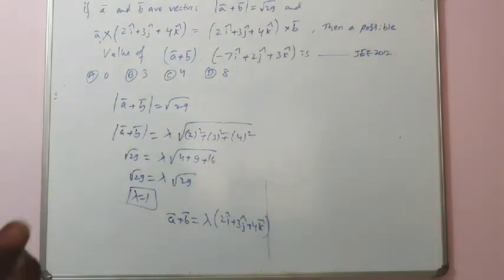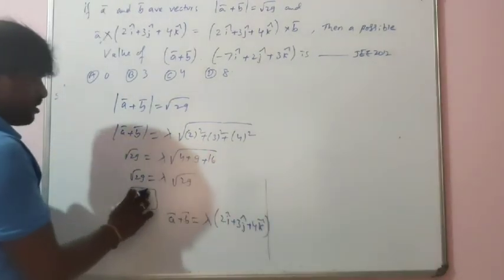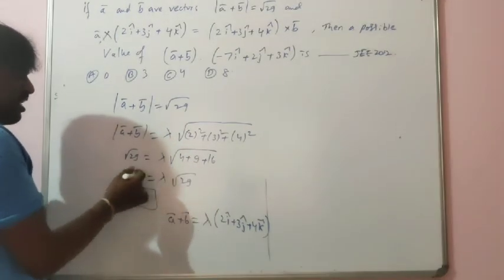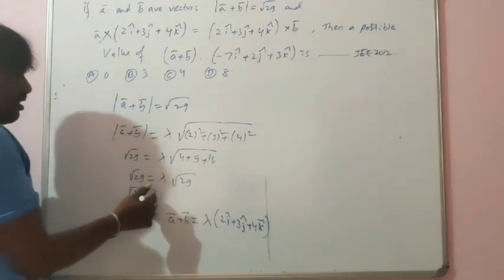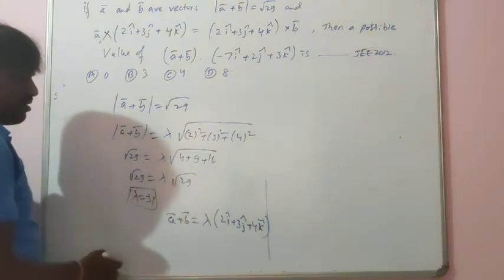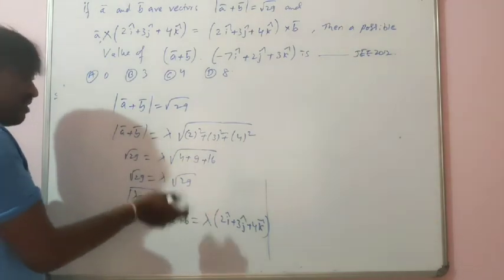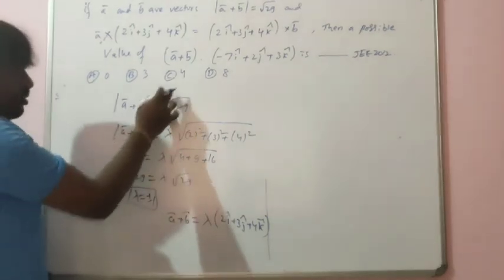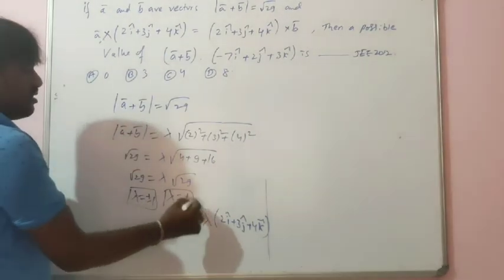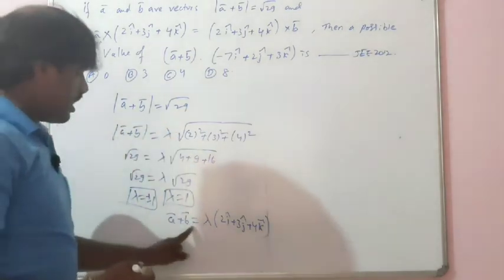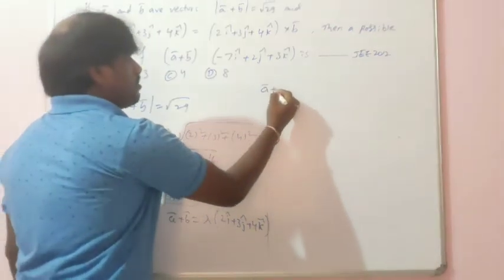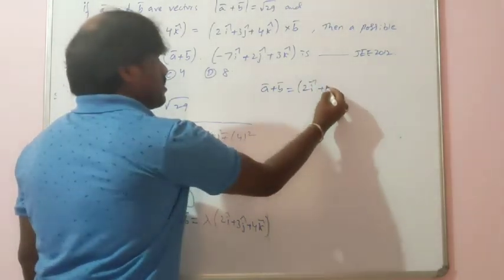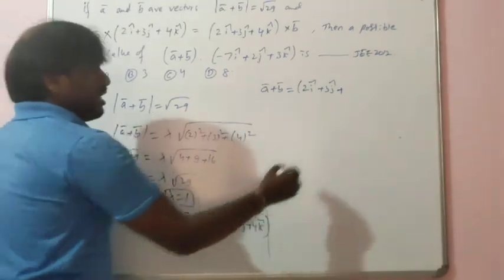Here we do squaring on both sides. So lambda square is equal to 1. So lambda is equal to plus or minus 1. But the options are positive, so I can take lambda value plus 1. That's it. So with lambda value plus 1, A plus B vector I got is 2i cap plus 3j cap plus 4k cap.